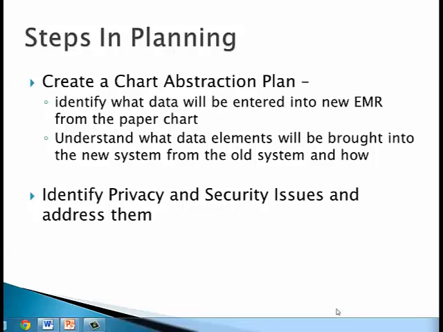Next, we want to identify privacy and security issues. Often there's concerns regarding privacy and security, and we need to plan and address them. It's essential to emphasize the importance of privacy and security when transitioning to electronic medical records. This is a big concern for all.